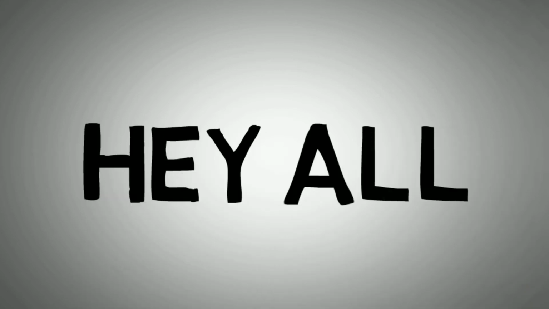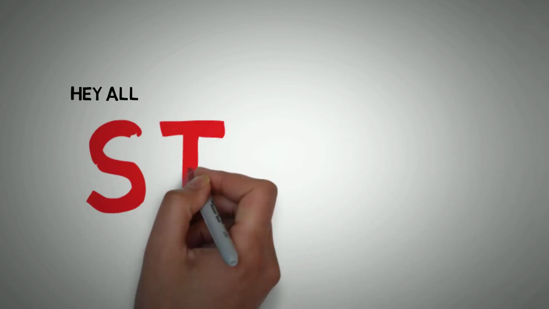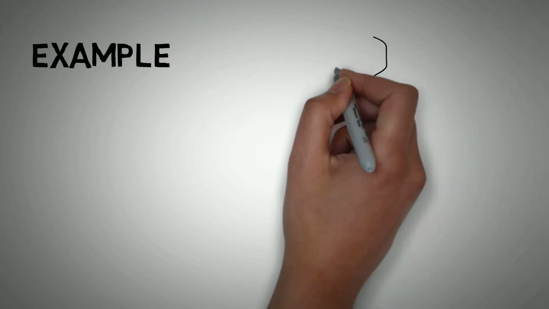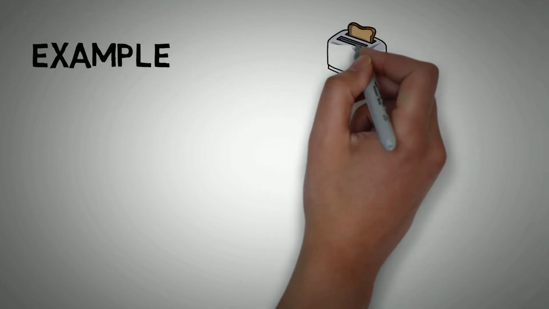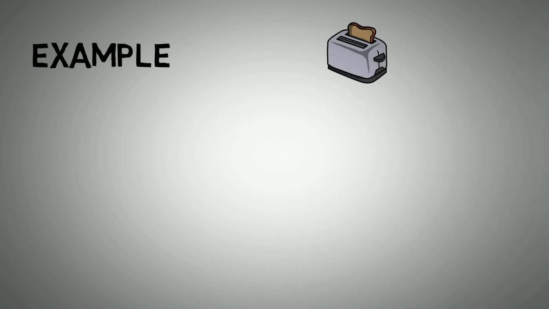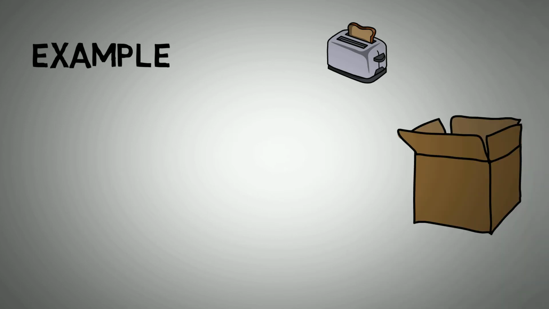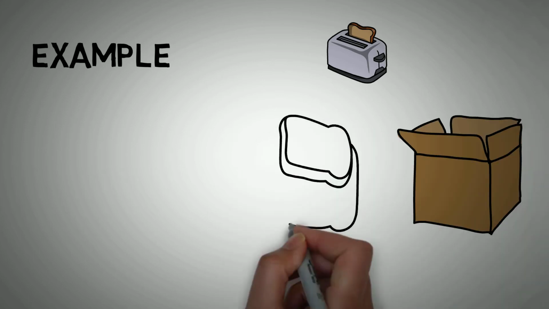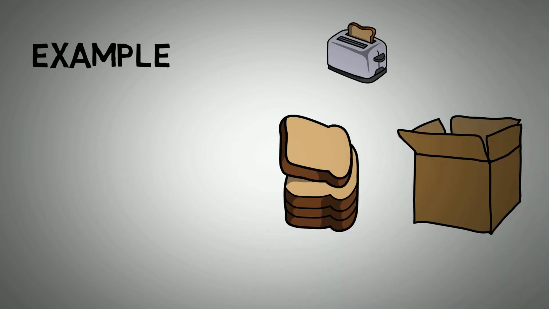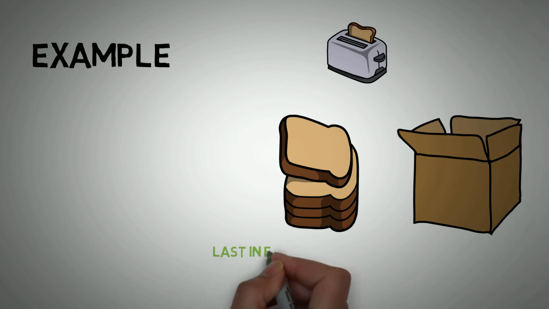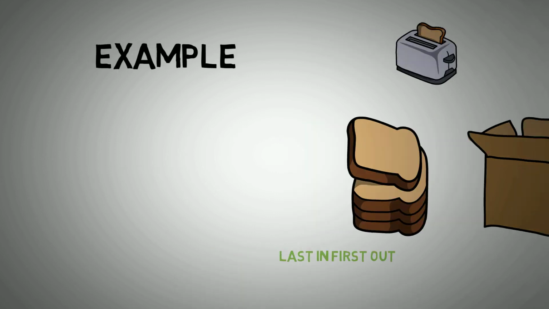Hey all, let's see the basics about stack. Consider you are toasting 10 breads and placing them in a container. Now imagine that the container is a stack and the breads are the memory. When you place the breads in the container, the first placed bread will be in the last position. That is also called first in, last out.